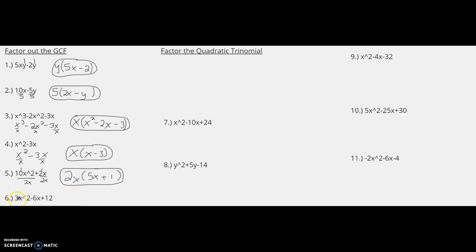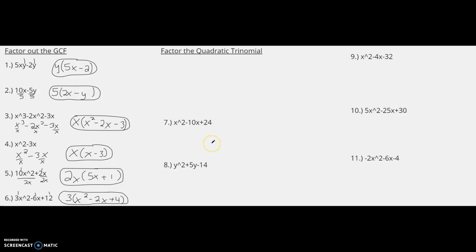Alright, and then lastly down here we have a 3x squared minus 6x plus 12. Have a focus on the 3, the 6, and the 12. We can take out a 3, divide out a 3, and we'll write what's left. X squared minus 2x. And then plus 4. Alright, so these first 6 here were just examples of factoring out a GCF.